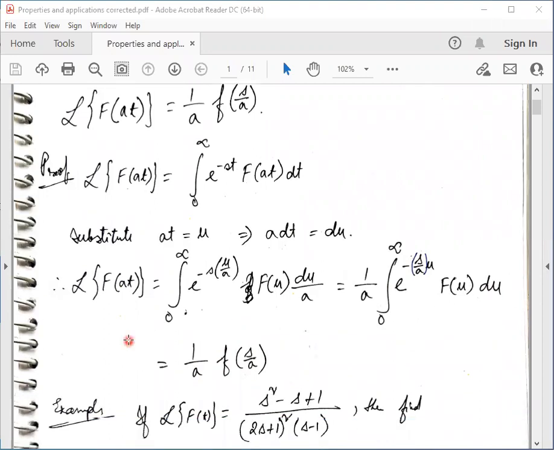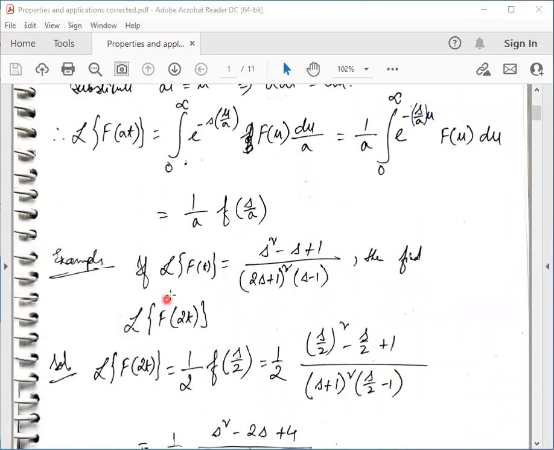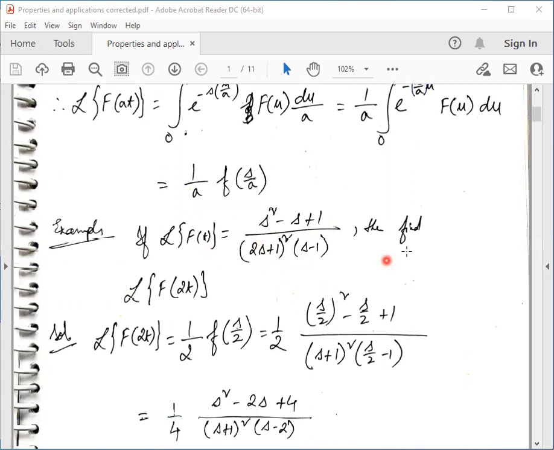Let us take an application of this as an example. If the Laplace transform of capital F of t is given by this expression, s square minus s plus 1 divided by (2s plus 1) whole square times (s minus 1), then find the Laplace transform of f of twice t. So we simply use this formula. Here a is equal to 2, so in this formula, we replace a by 2.